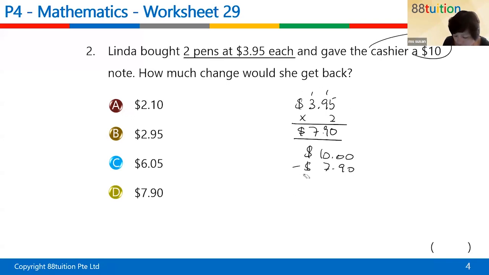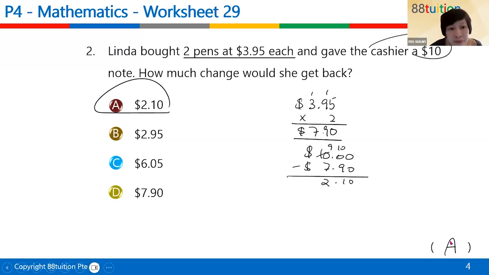Okay. Who else? Oh, no response from the chat function already. 10 minus 7.90, so this is $2.10. Good. Thank you, Ivan. Next question.